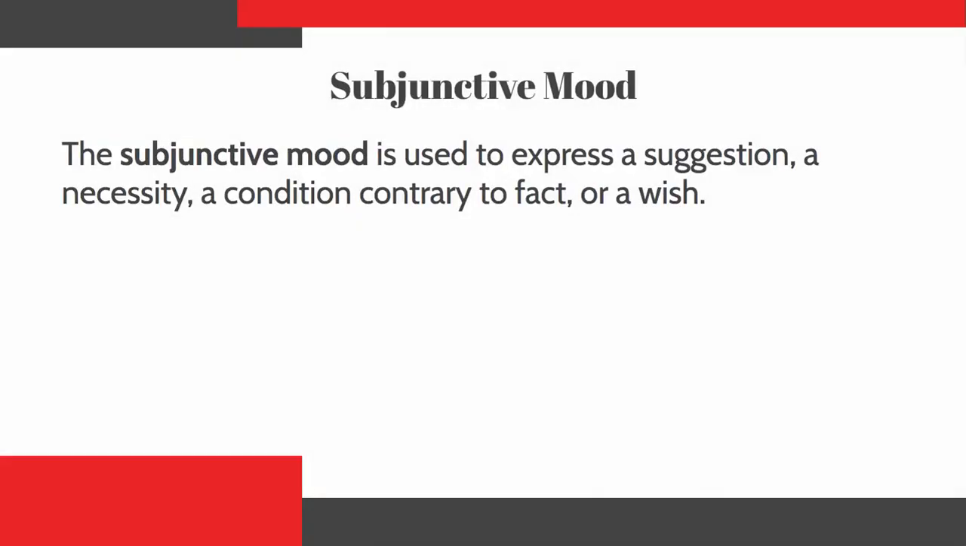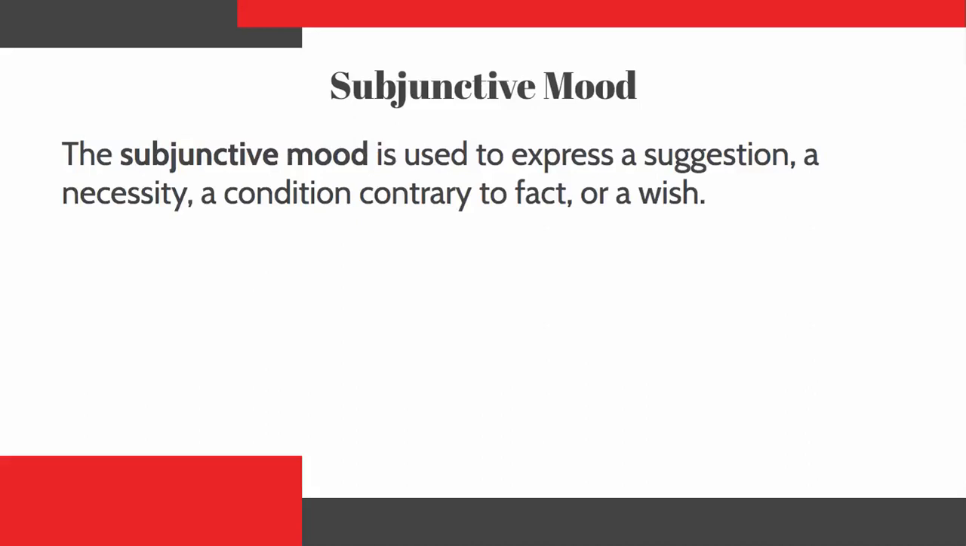And finally, subjunctive, which is, I guess, the trickiest. It's the one that we probably don't use as much. It's the one that probably most of you are familiar with from your world language classes, not really from studying it in English, but we do have it in English. Just like in the world languages that have subjunctive, the subjunctive mood in English is used to express a suggestion, a necessity, a condition contrary to fact, or a wish.